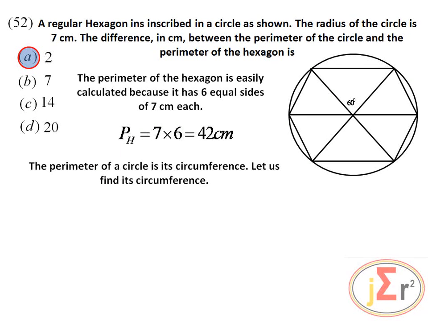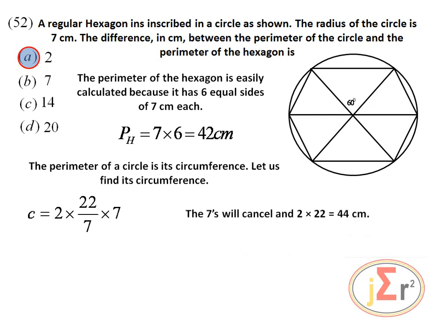The perimeter of a circle is its circumference. Let us find its circumference. So C is equal to 2 pi r. So there we have the values of pi and r substituted in the formula. The 7's will cancel, and 2 multiplied by 22 is 44 centimeters.